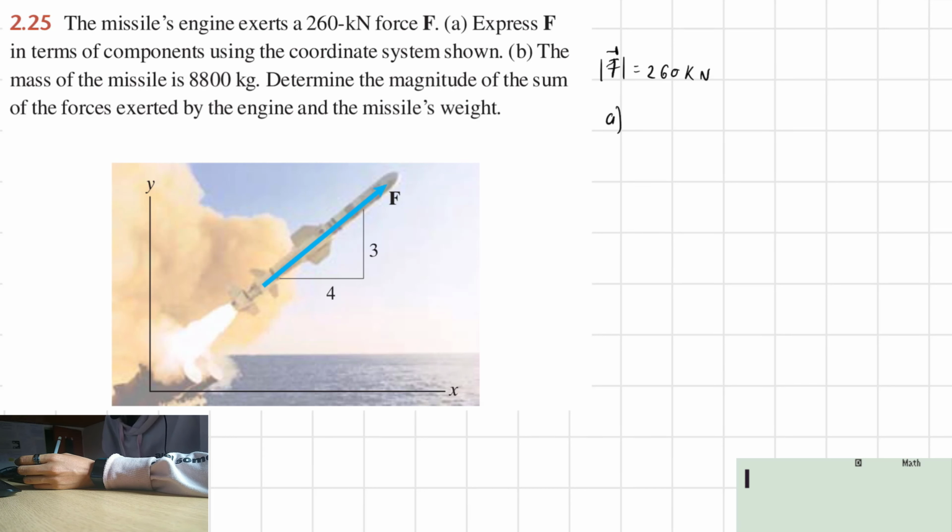A. Express F in terms of components using the coordinate system shown. Alright, so they're asking for me to find the vector F in terms of the components. So Fx along the i direction plus or less, we are going to see that later, Fy along the j direction, because we are talking about just a plane that is xy, right? That is why we only have two components.